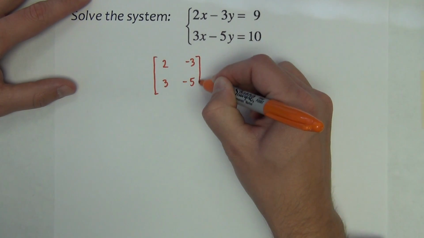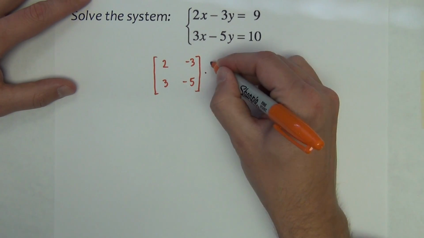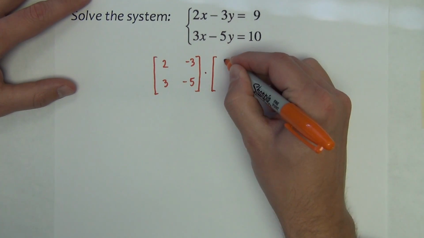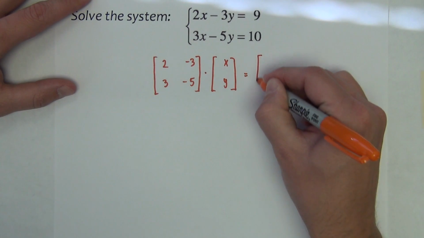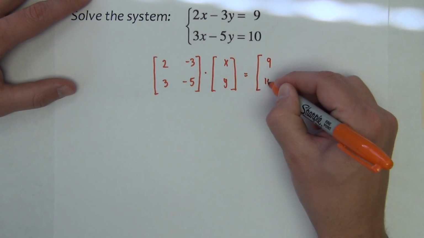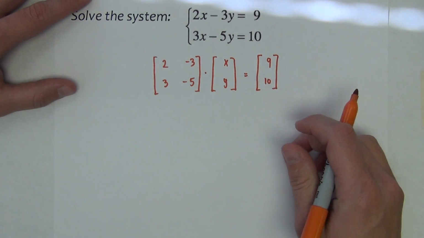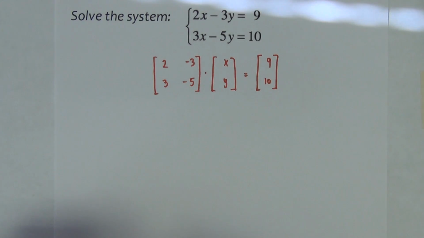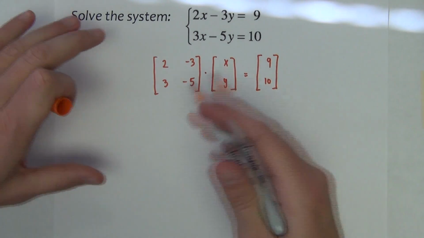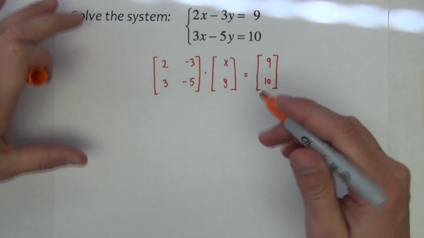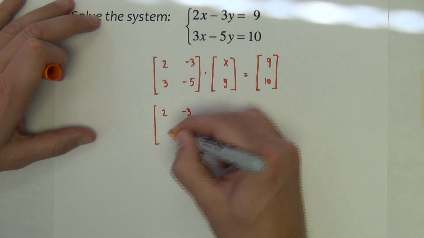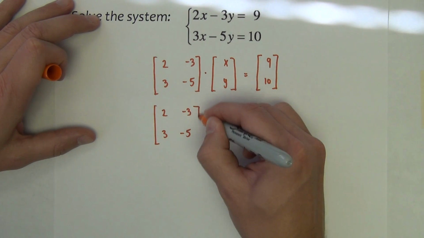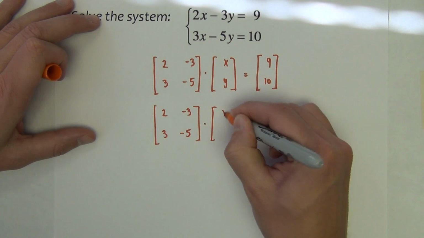We take the coefficients of the x's and the y's times the variables x, y, and that equals the solutions to the system, 9, 10. Okay. Now what we're going to do is multiply to both sides. And I'm going to just rewrite this so I can slip this in on both sides.